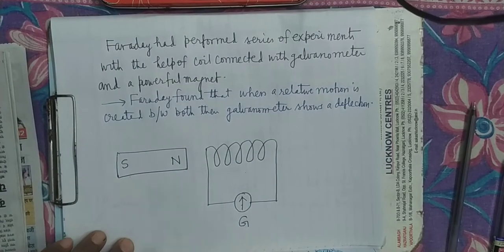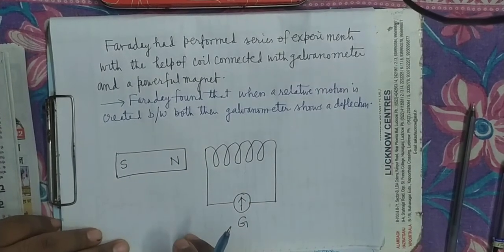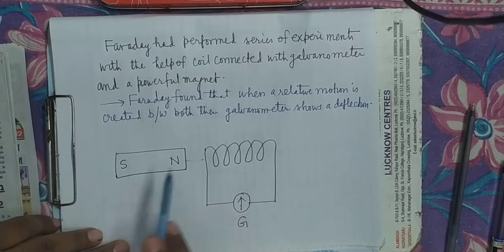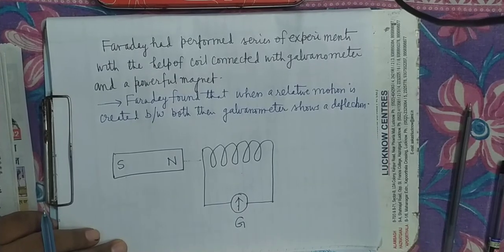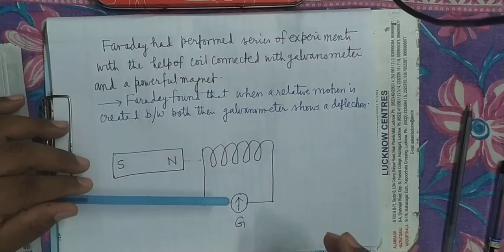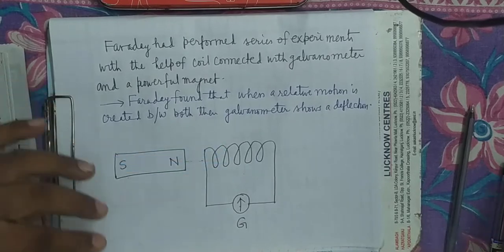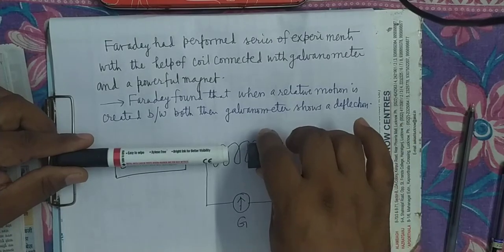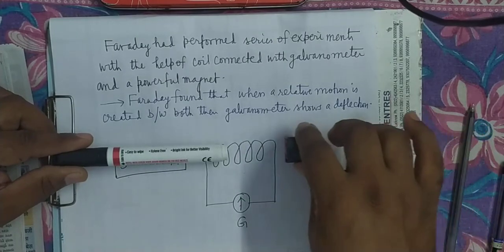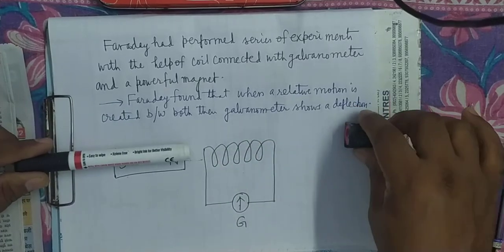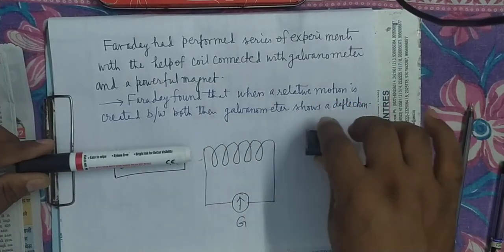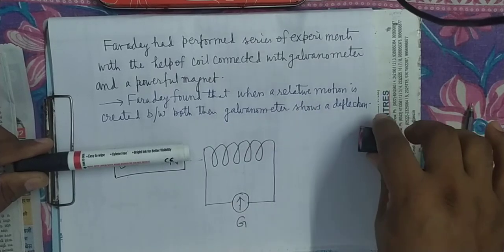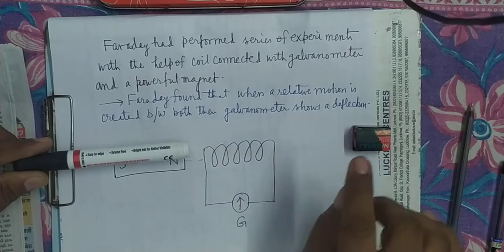That when a relative motion is created in between both. Relative motion means when the separation between both is changing with time. How can you create the relative motion? Suppose this is the magnet, and this is a coil. Now, the coil is moved towards the magnet, and then away from the magnet. It's clear? So what will happen? Separation is changing.